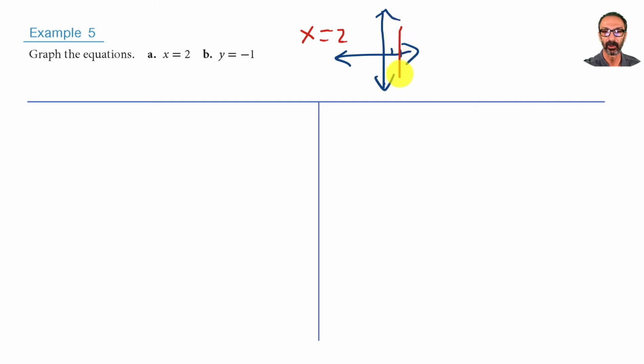You could plot in points, but they're always going to have 2, x. Okay, so this point right here, for example, is 2 and 0. This point here up could be 2 and 1. This point down here could be 2 and -1. Let's look for the other line.